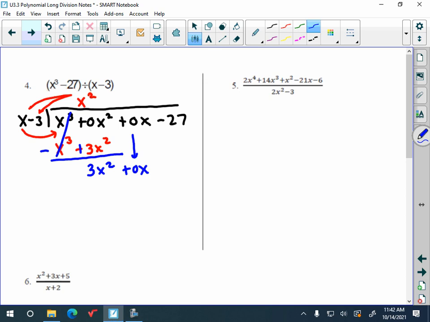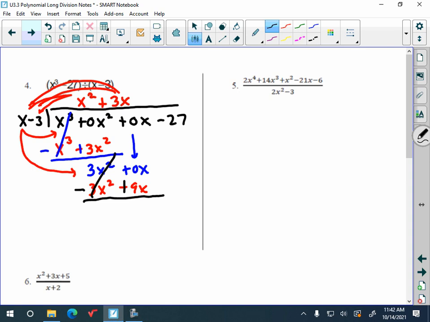All right, so let's go ahead and finish. X times what is 3x squared? 3x. All right, so we'll take 3x and distribute. So that's 3x squared minus 9x. Draw a line underneath. Change both signs to their opposites. Add down. First terms cancel. 0x plus 9x is 9x. Bring down that minus 27.